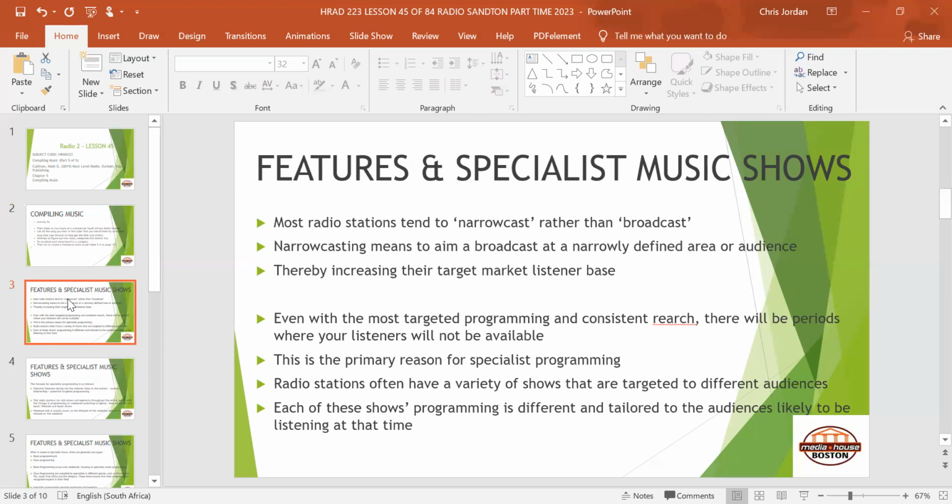So most radio stations tend to narrowcast rather than broadcast. What does that actually mean? It means to aim a broadcast at a narrowly defined area or audience, and that means thereby increasing their target market listener base. So it is better to be good or great to somebody for a specific something than to attempt to be something great to a whole bunch of very different people, right?